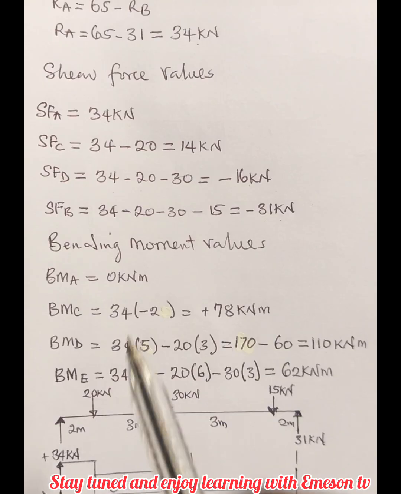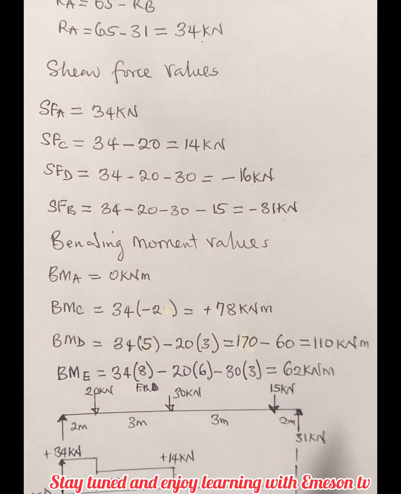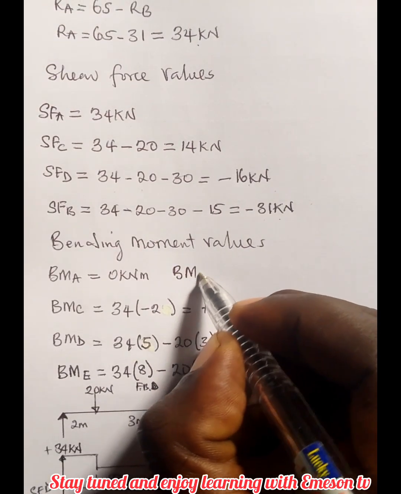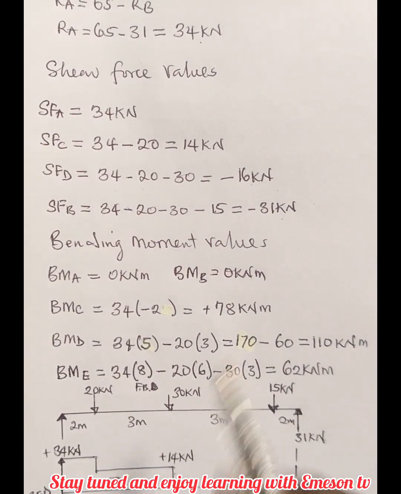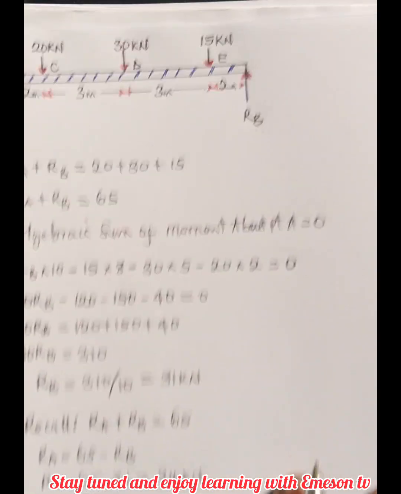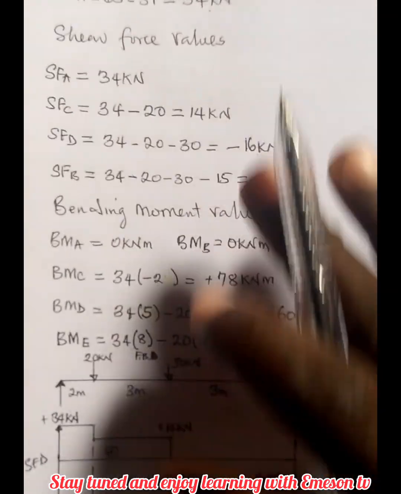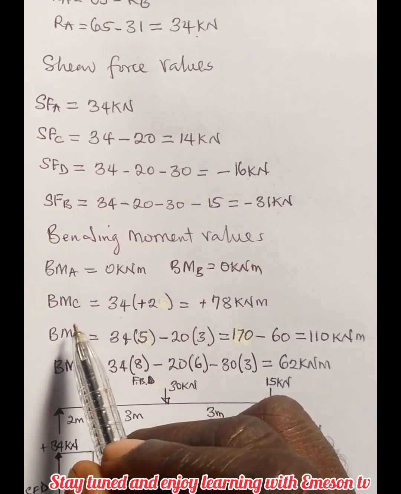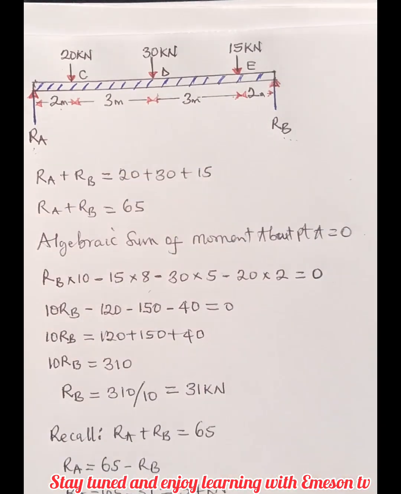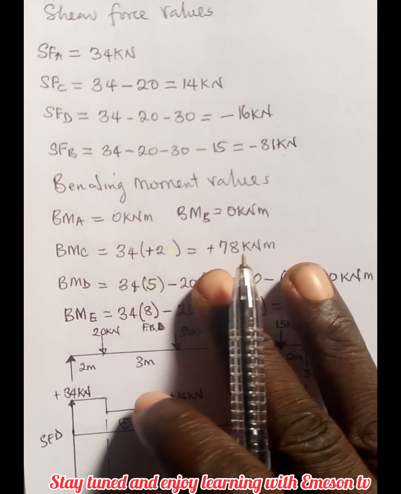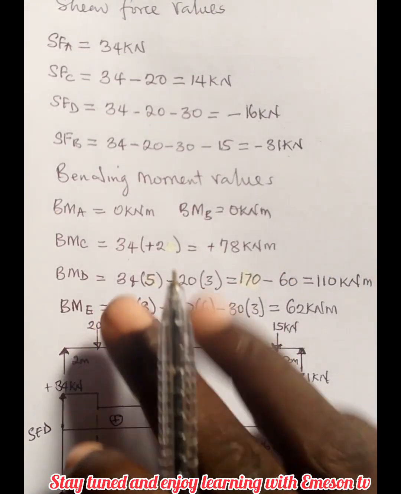The bending moment at point A is 0 because there is no perpendicular distance at that point. Remember that the bending moment value at point B is also what? 0 kilonewton meter. So we have the bending moment at this point and at this point, they are all 0. Alright, so let's proceed. Now the bending moment value at point C becomes this reaction force multiplied by the distance 2. 34 times 2 will give us what? 68.